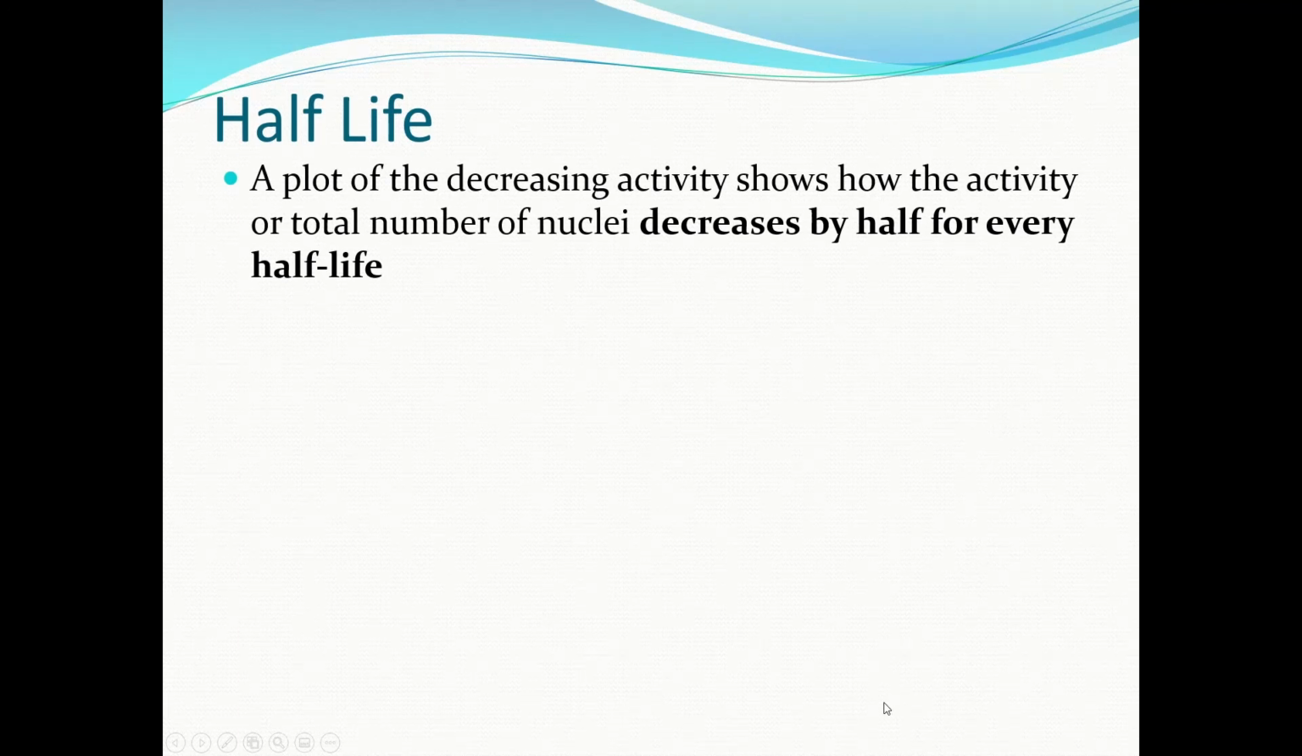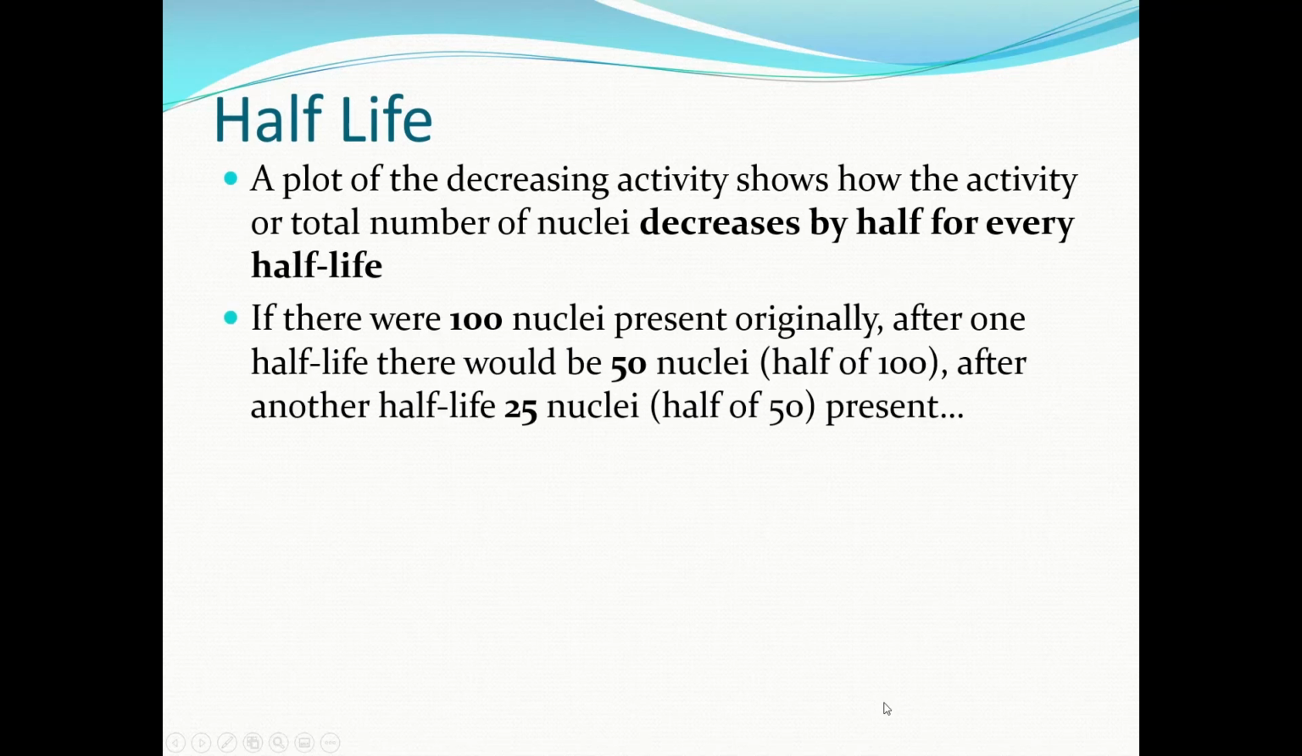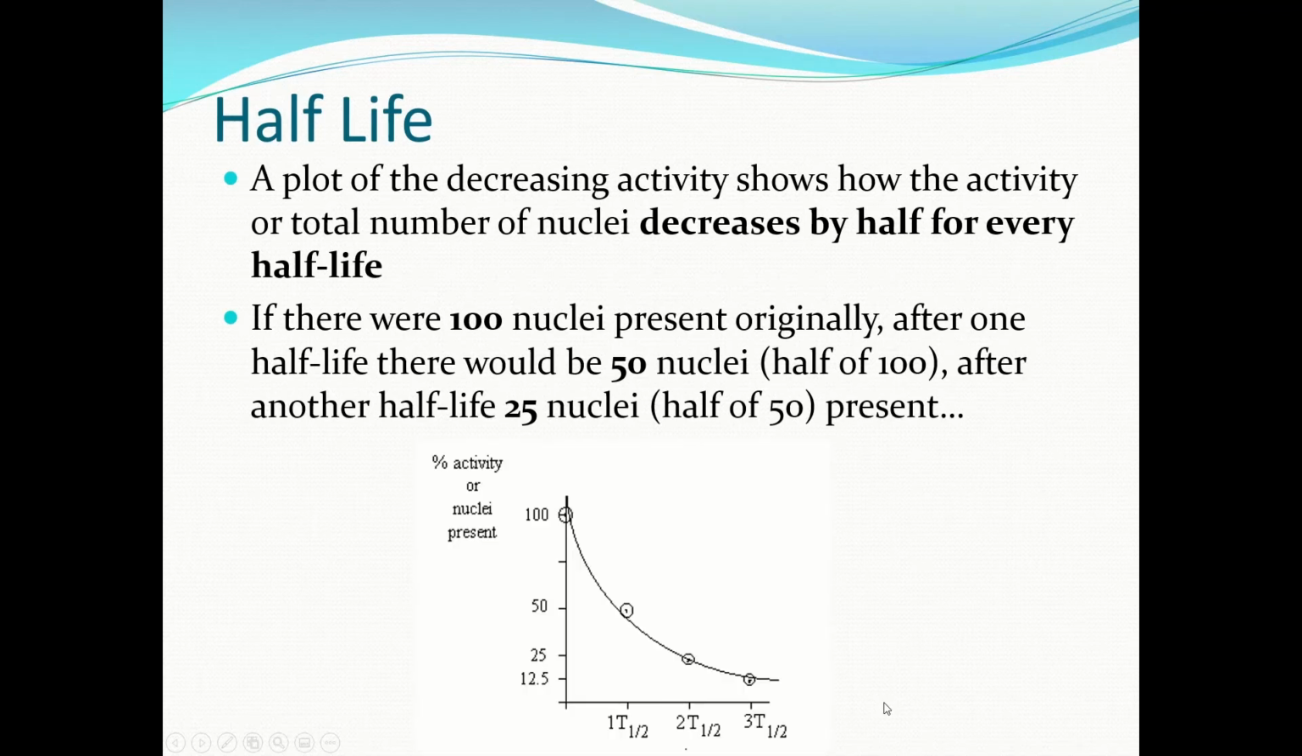So we can show this in a graph. A plot of decreasing activity shows the activity or total number of nuclei decreases by half for every half-life. So if there's 100 nuclei present, after one half-life you would have 50, after another there'd be 25, and so on. So this is what a graph looks like for half-life. We start off with 100. At our first half-life we have 50. At our second we have 25, so half of that, and then half of 25 is our next half-life, which is 12.5. So that would be after 3 half-lives. That's how you would represent it in a graph.